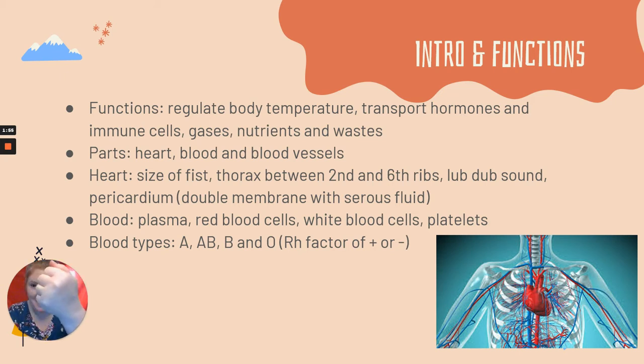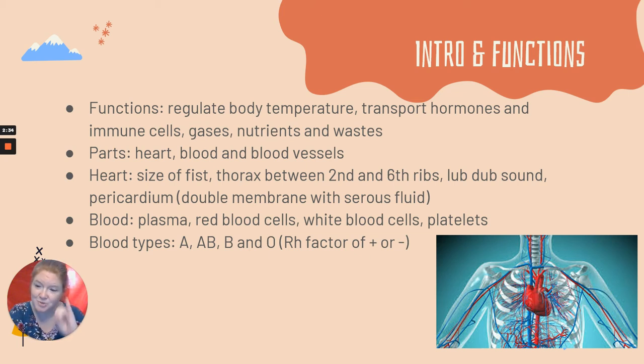Three main parts: heart, blood vessels, and blood. The size of your heart, about the size of your fist. Okay, it's in your thorax between your second and your sixth ribs. Okay, it's tilted slightly to the left, and it makes a lub-dub sound when those valves close. Has a double membrane pericardium with serous fluid for protection, and blood has four parts: plasma, carrying all the dissolved nutrients and wastes and gases; red blood cells, carrying oxygen; white blood cells, fighting infection; and platelets help with blood clotting.